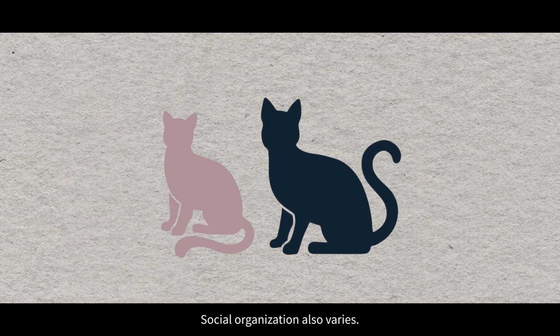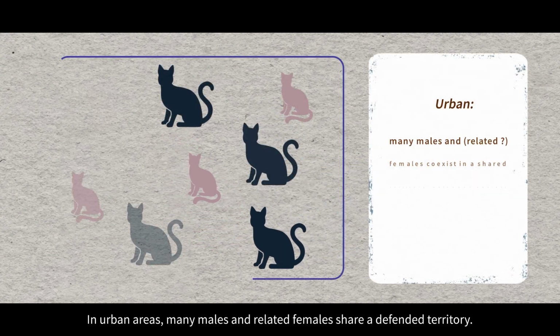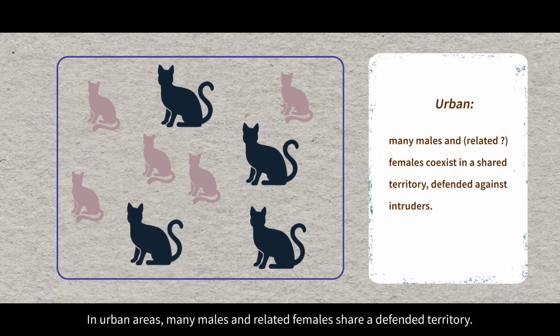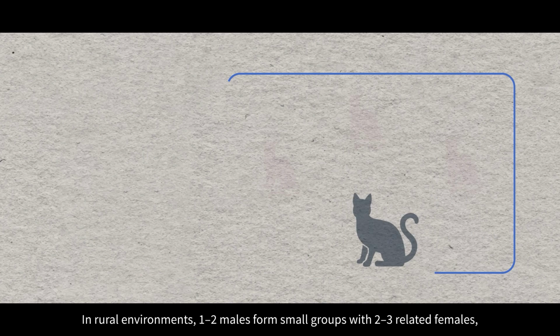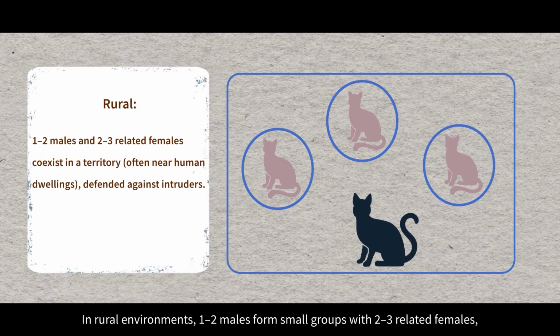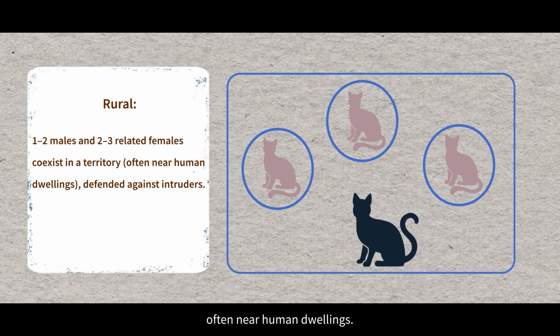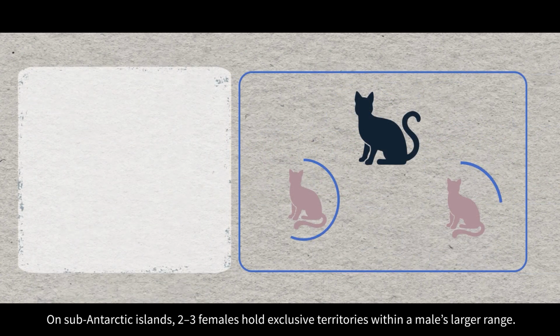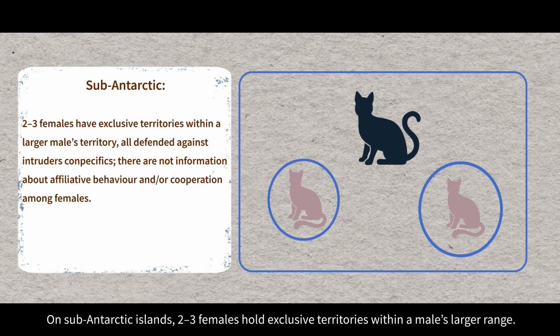Social organization also varies. In urban areas, many males and related females share a defended territory. In rural environments, 1 to 2 males form small groups with 2 to 3 related females, often near human dwellings. On subantarctic islands, 2 to 3 females hold exclusive territories within a male's large range.